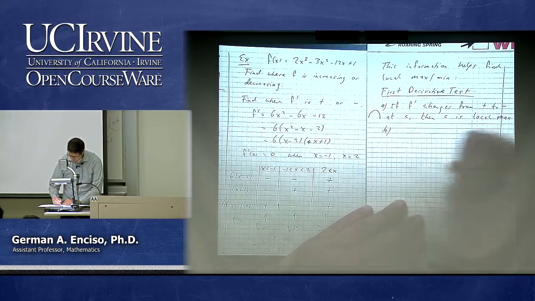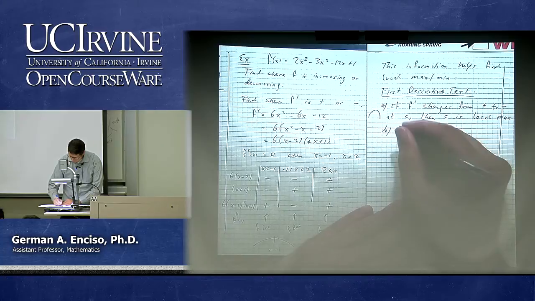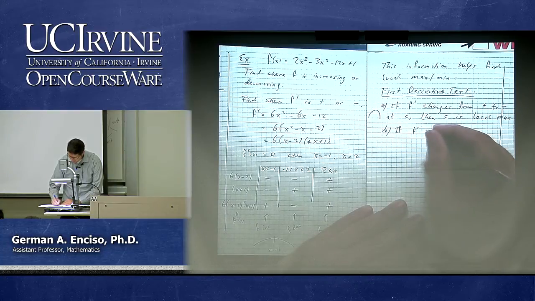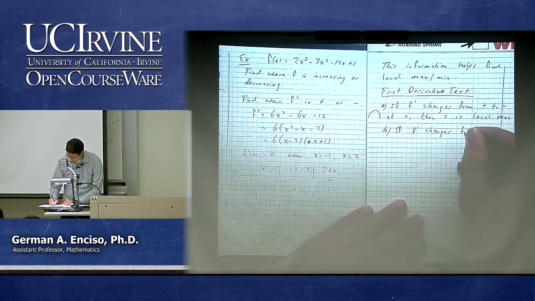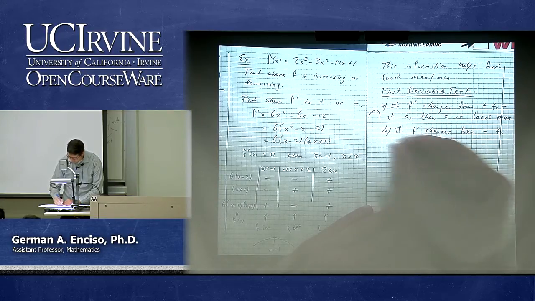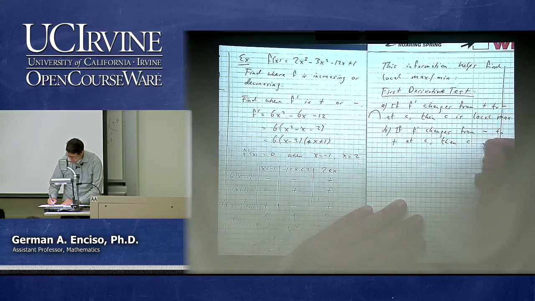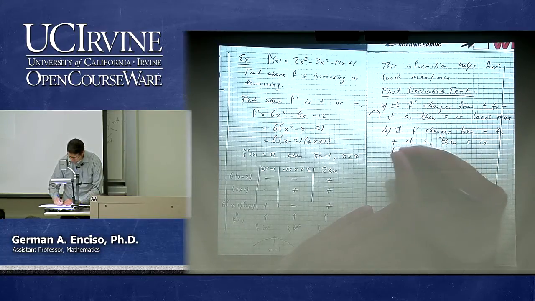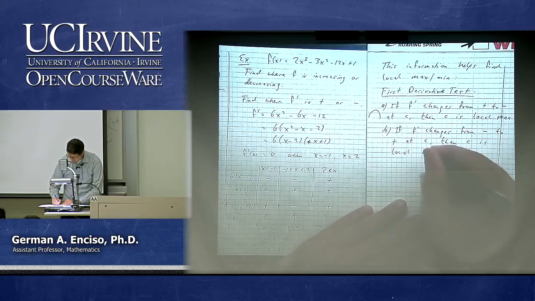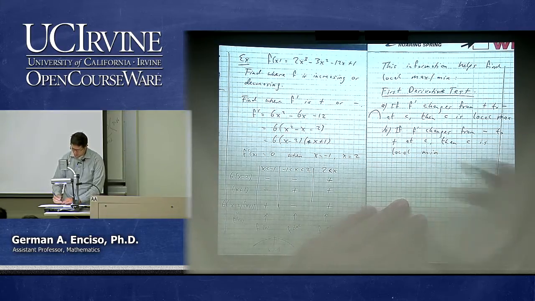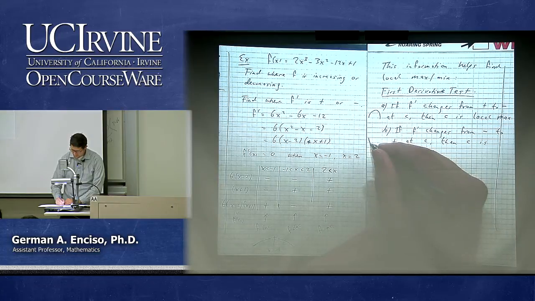If f prime changes from negative to positive at C, then C is a local minimum, because you see it goes from negative to positive.